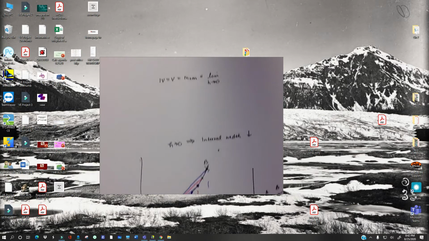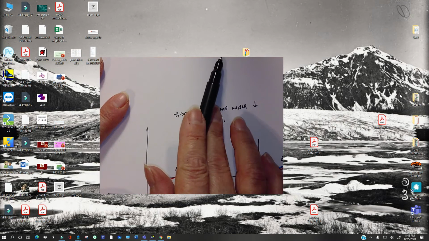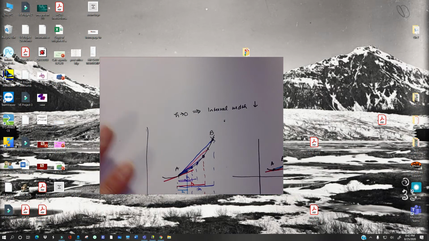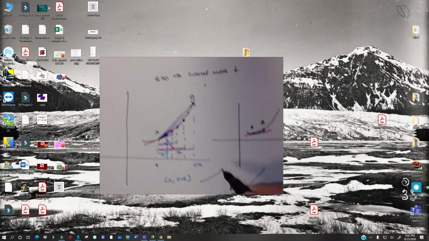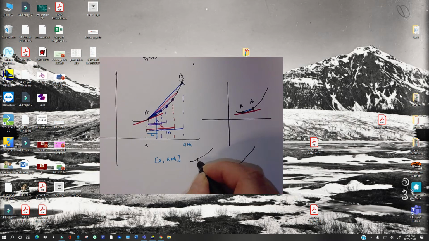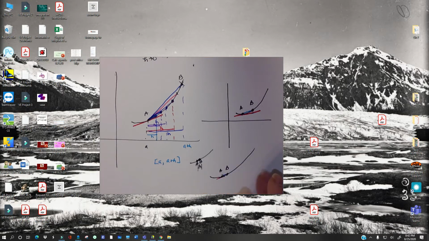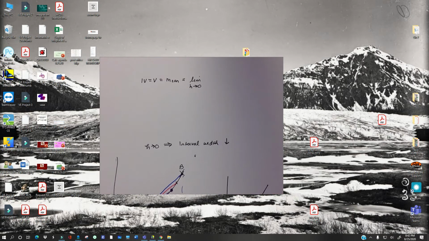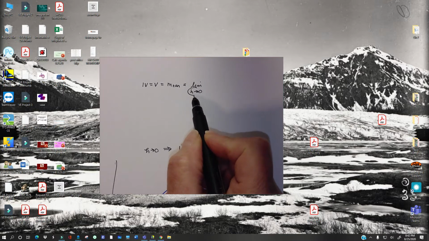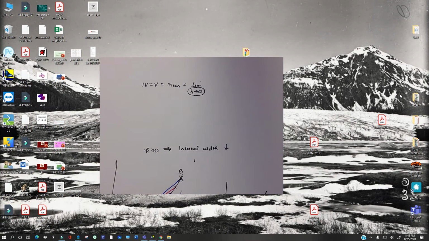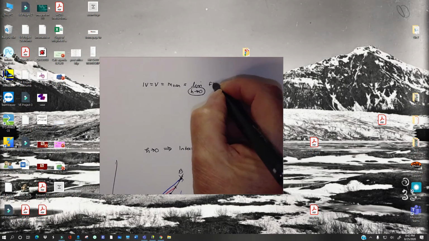In other words, if this width is approaching 0, that means these two points are like this. There's practically no width in between them, this little h. In fact, it's even smaller than that. So when the width of the interval approaches 0, it gets so small that we can say it's 0, of the difference quotient.